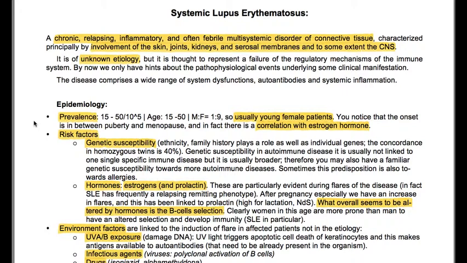In fact, SLE is frequently a relapsing, remitting phenotype. After pregnancy, especially, we have an increase in flares, and this has been linked to prolactin. What overall seems to be altered by hormones is the B cell selection. Clearly, women at this age are more prone than men to have an altered selection and develop autoimmunity, SLE in particular. Environmental factors are linked to the induction of flares in affected patients, but not to the etiology. So they're not involved in the etiology, but in the induction of the flares.